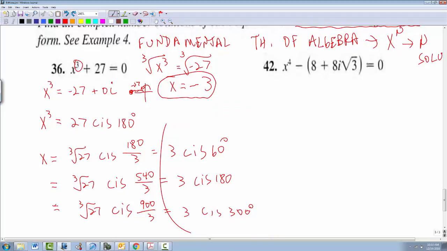But no, listen to me, because I'm going to show you something. What's the cosine of 180, everybody? Negative 1. What's the sine of 180? 0. So negative 1 plus 0i times 3 equals negative 3 in rectangular format. There's the answer you got from Math 2. But here are the other answers.